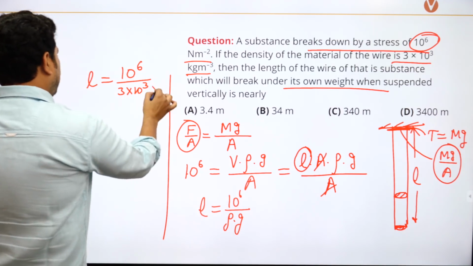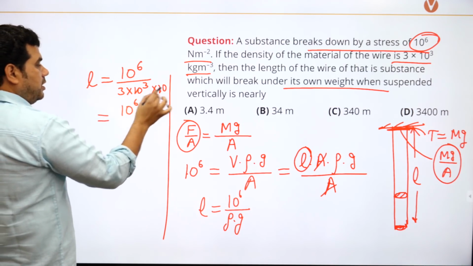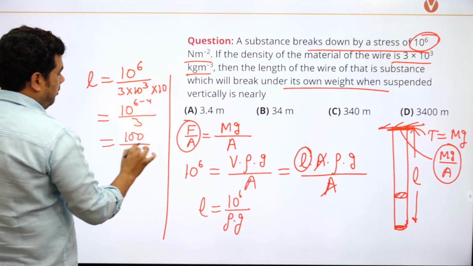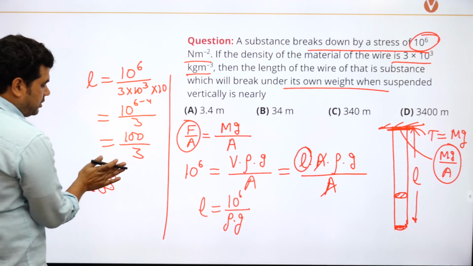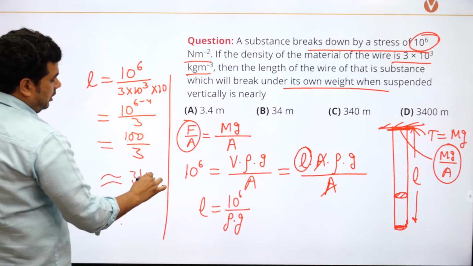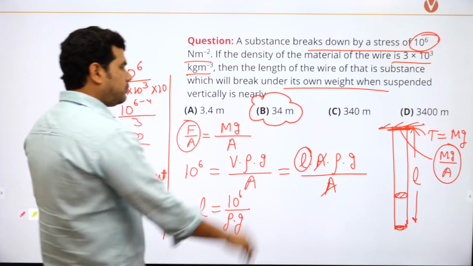And G, that is 10. So what we have? 10 to the power 6 minus 4 divided by 3 means 100 by 3. So approximately, what is the answer? Approximately the answer is 34 meter, and here it is.